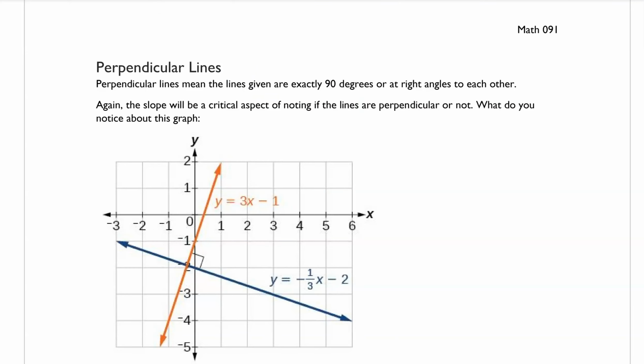Perpendicular lines mean the lines given are exactly 90 degrees or at right angles to each other. Again, the slope will be a critical aspect of noting if the lines are perpendicular or not. What do you notice about this graph? Hopefully you said that there is this box thing here, and hopefully that's something that you've seen before, maybe in a geometry class. This box or square is indicating that the angle between these two lines is a right angle, or in other words, a 90-degree angle.